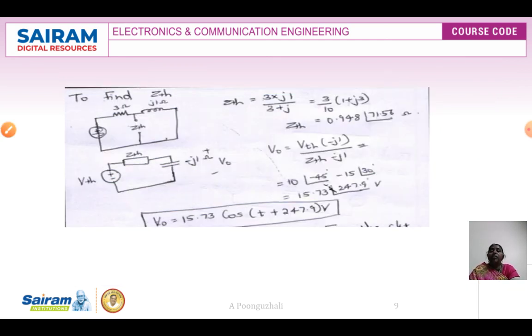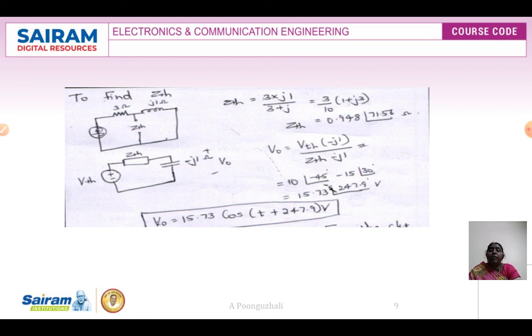Next is to find out your ZTH. The voltage source is short circuited. So here we have the voltage source short circuited, that means 3 and j1 are going to be in parallel. Find the equivalent impedance, 3 into j1 divided by 3 plus j. That is equivalent to ZTH equal to 0.948 phase angle 71.56 ohms.